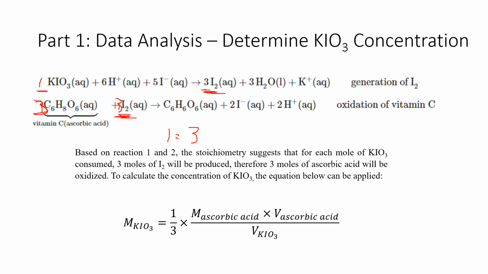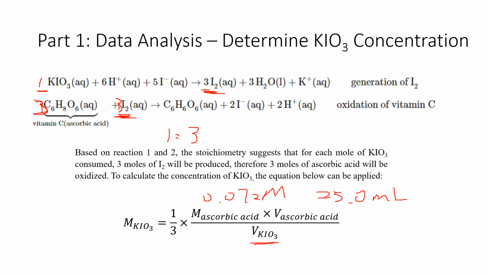From our initial and final reading in the burette, we can find the volume consumed for the potassium iodate. So this volume consumed is known. On the numerator, we have the concentration of ascorbic acid, which is 0.072 molar, and the volume is the amount we added, which is 25 milliliters.